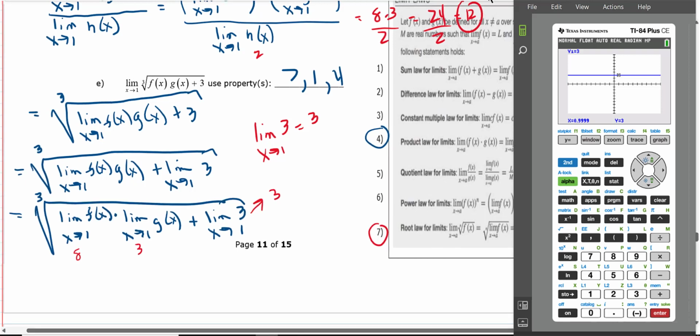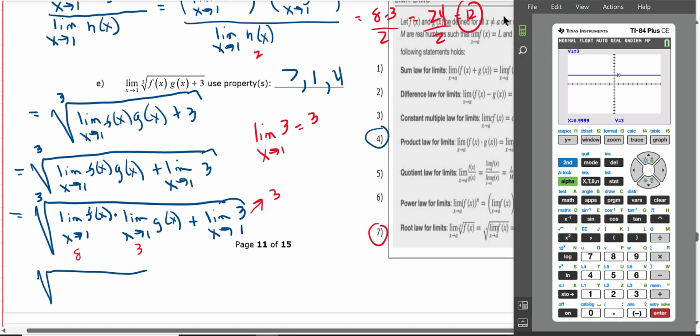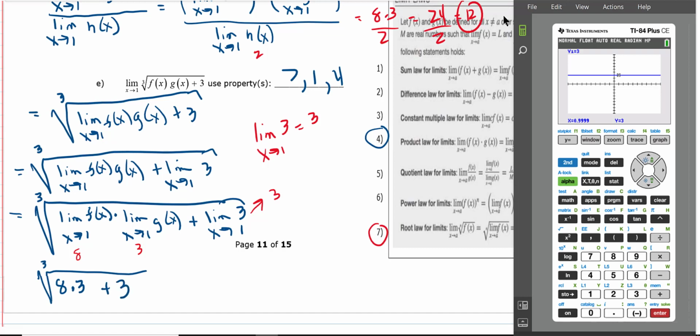So what you're going to end up with is the third root of 8 times 3 plus 3. Okay, and you got to do order of operations. You got to multiply before you add the 3. So you're going to have the third root of 24 plus 3. So ultimately you get the third root of 27, which pops up maybe a little bit in college algebra.